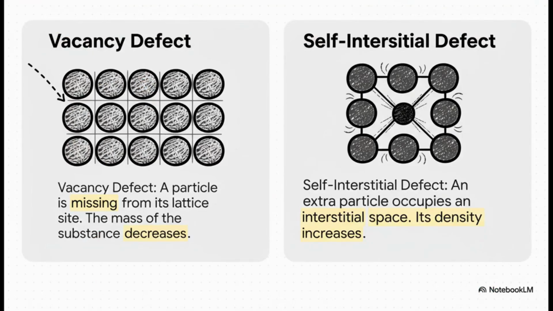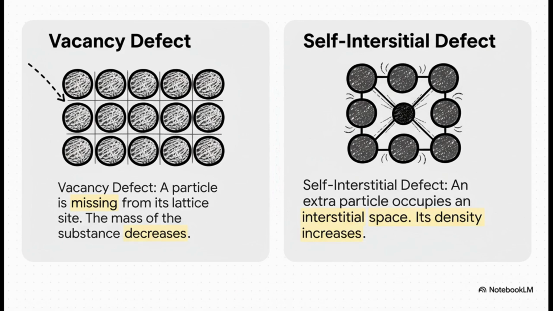The simplest defects are called point defects. A vacancy defect is exactly what it sounds like. An atom is just missing. It didn't show up for work, leaving an empty spot, just like a missing brick in our wall. A self-interstitial defect is the opposite problem. You've got an extra atom that's been squeezed into a place where it just doesn't belong, creating this little bit of atomic level crowding.